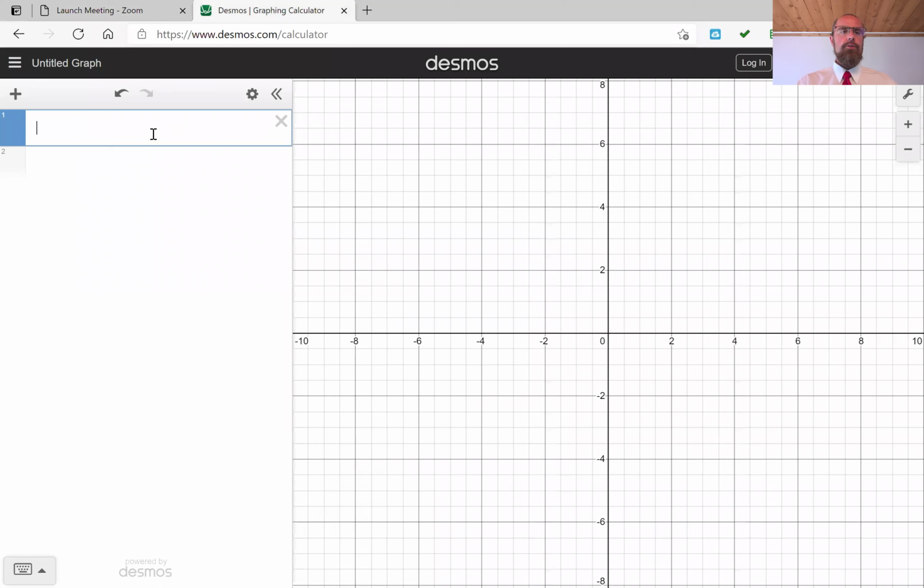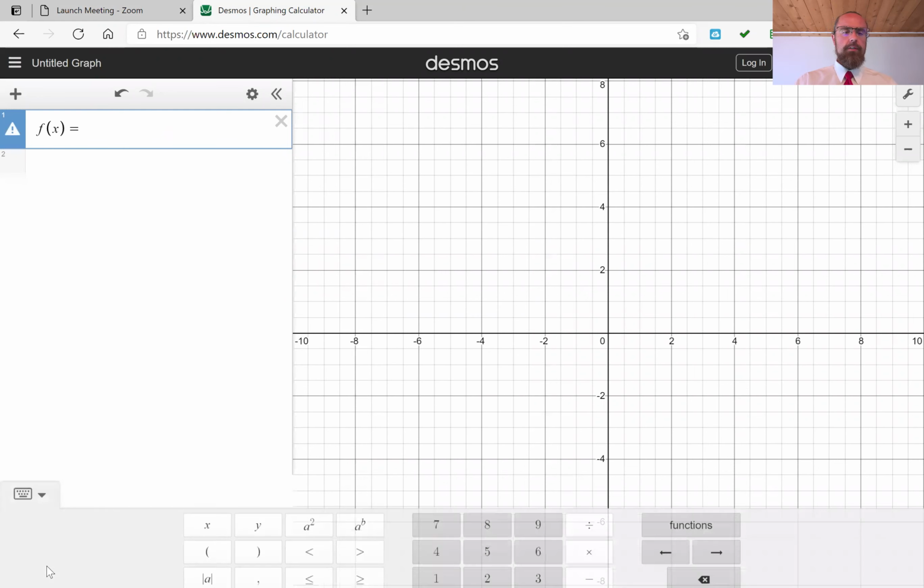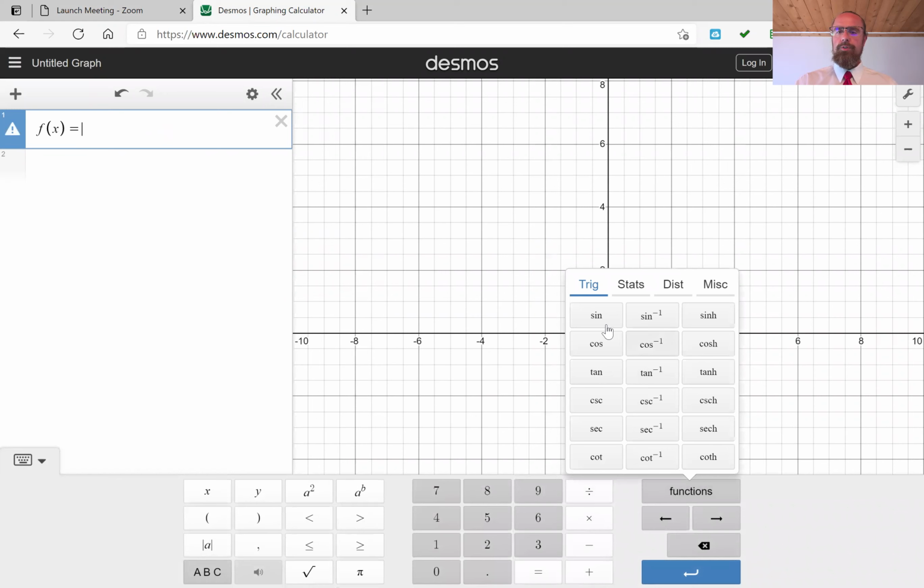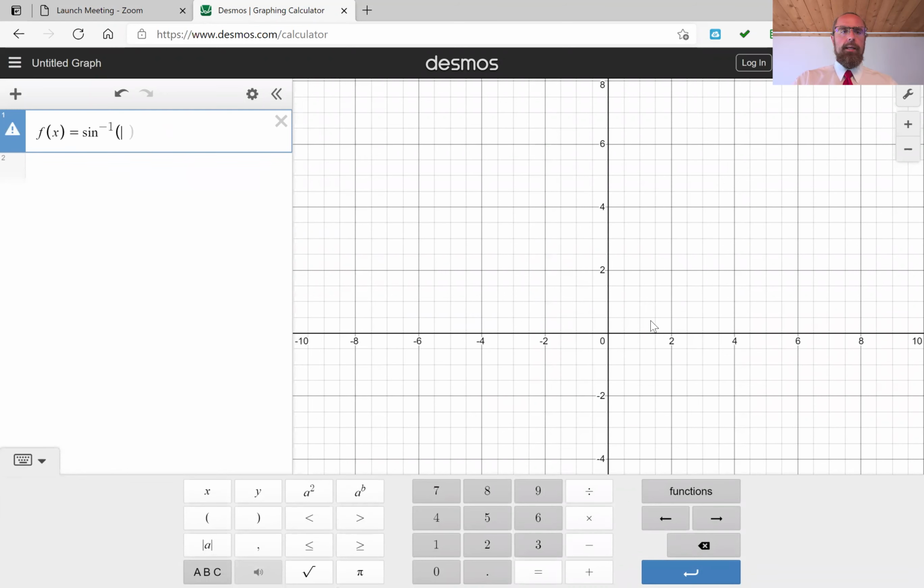So first things first, I'm going to type it in. Now, we had written it y equals inverse sine of theta. For Desmos, I want to switch over to function notation. So f of x equals, I will choose the inverse sine function from the functions tab. It's my first inverse function there. And I'm going to call theta x. So that graphs for us the picture. Let's get a table.